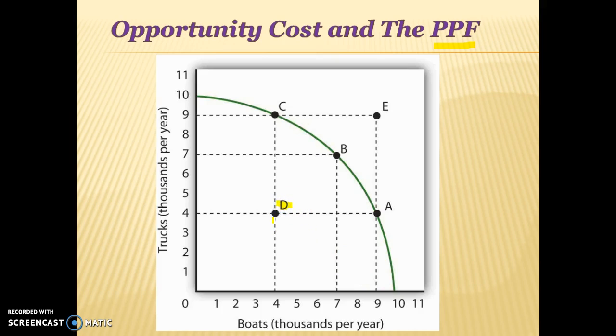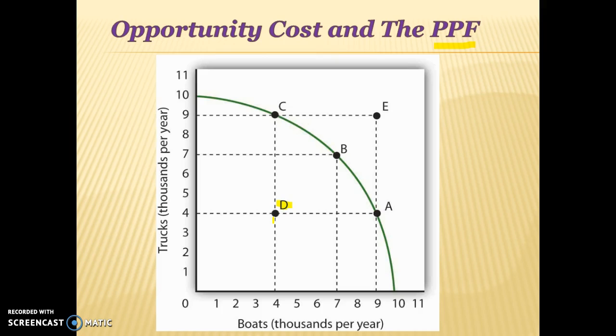So we will be working at point D. What that means is that we have underemployment or underutilization of our resources. So we're not using our land, labour and capital as efficiently as we could to produce goods and services. And one key feature of this point D is that there is no trade-off at point D.